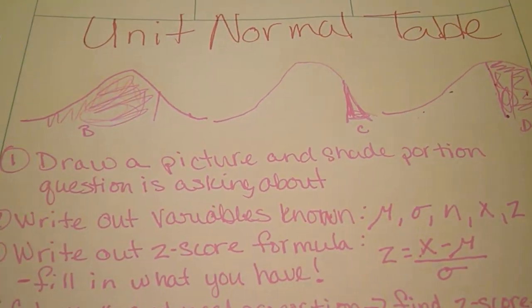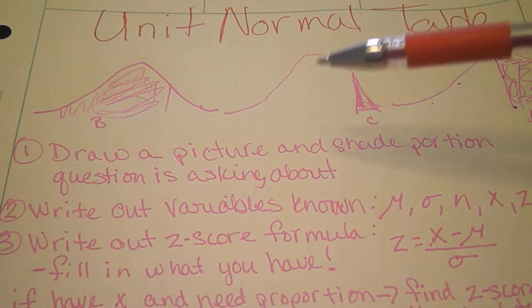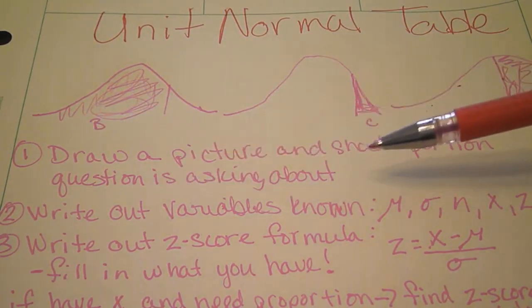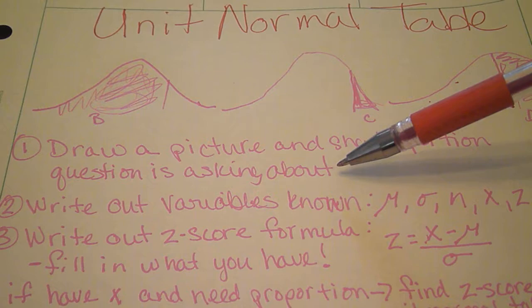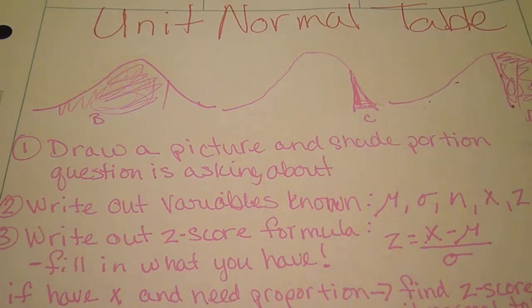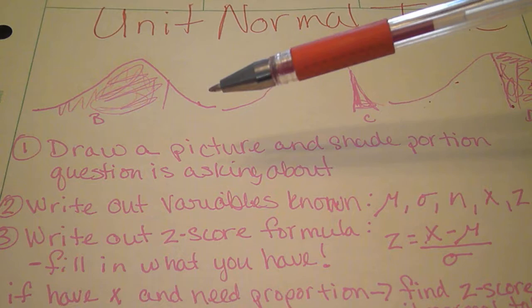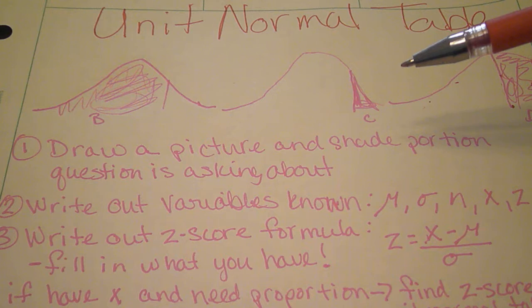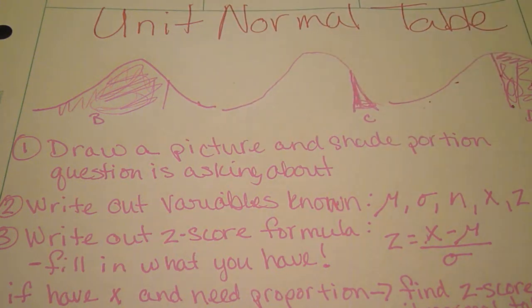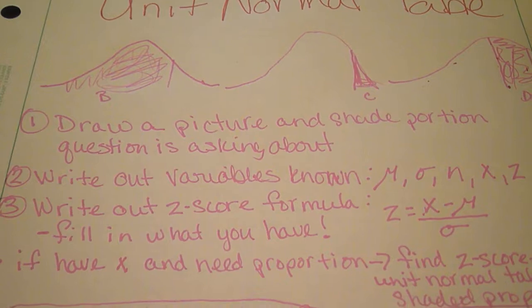My advice for using a unit normal table is pretty simple. You draw a picture and you shade in the portion that your question is asking you to find. Sometimes you're going backwards and you're just trying to find a line that separates, say, the upper 25 from the lower 75, or vice versa, the lower 25 from the upper 75. You have to shade that in. That way, when you go to look up your proportions, you are looking at the right one.